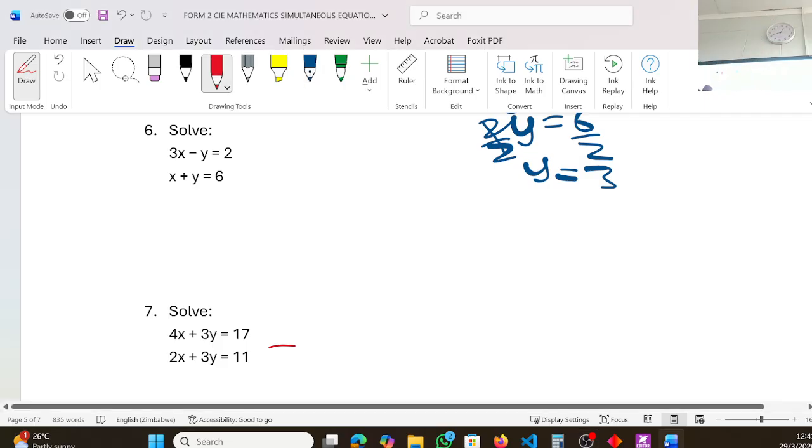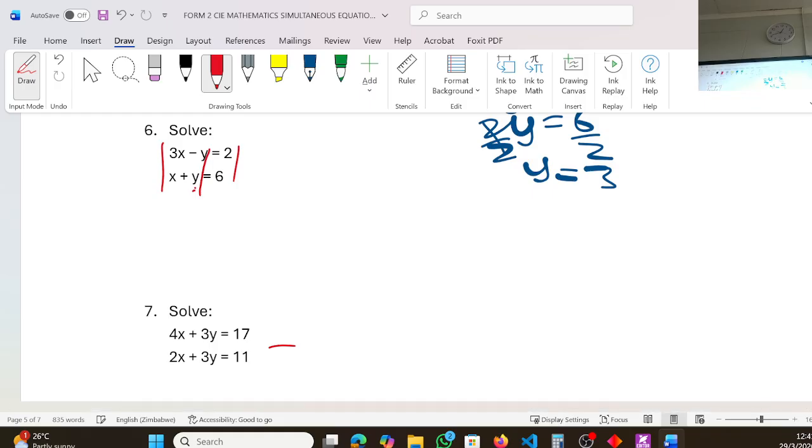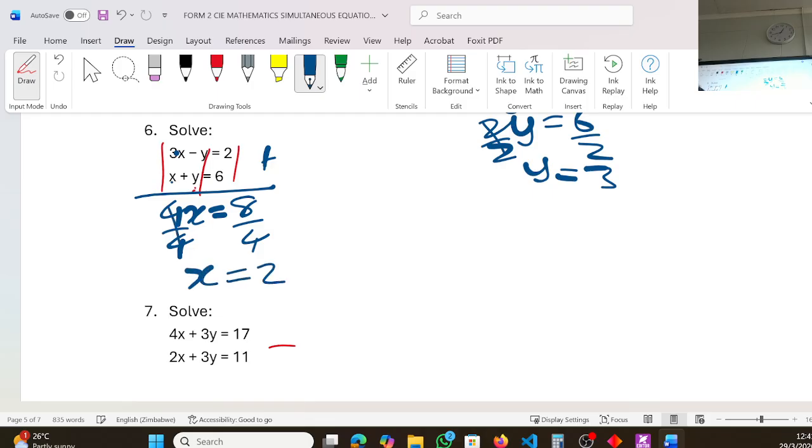Going to maintain our approach to a linear comparison. You can see that these two equations only differ in the variable y, in terms of signs. So it means we can sum and eliminate. 3x plus x gives us 4x, minus y plus y gives us 0, so it's eliminated. 2 plus 6 gives us 8, and I divide both sides by 4. My x is actually 2.